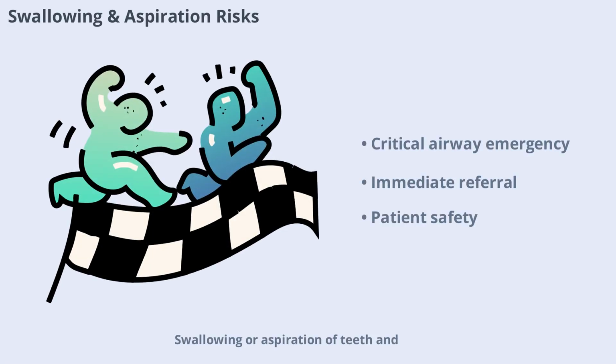Swallowing or aspiration of teeth and root fragments is a critical airway emergency. Aspiration into the tracheobronchial tree requires immediate referral to a chest surgeon for bronchoscopy. If swallowed into the gastrointestinal tract, a gastroenterology consultation is necessary. Prompt identification and management of these emergencies are vital to prevent serious complications. Surgeons must always be prepared to handle such situations and ensure patient safety throughout the procedure.